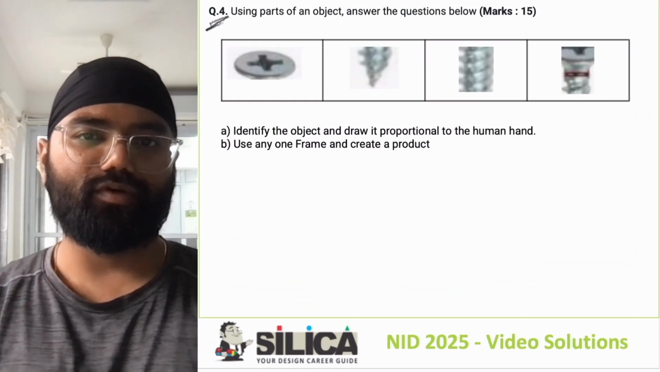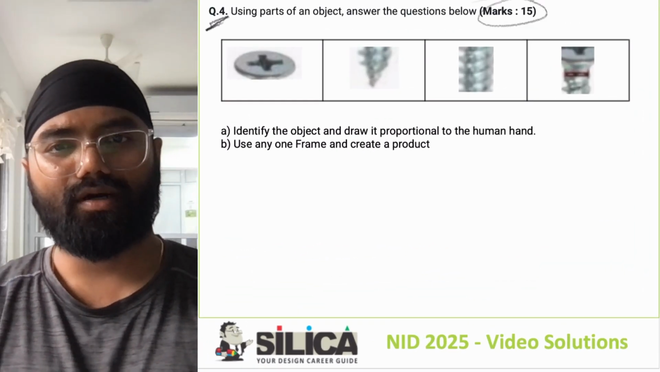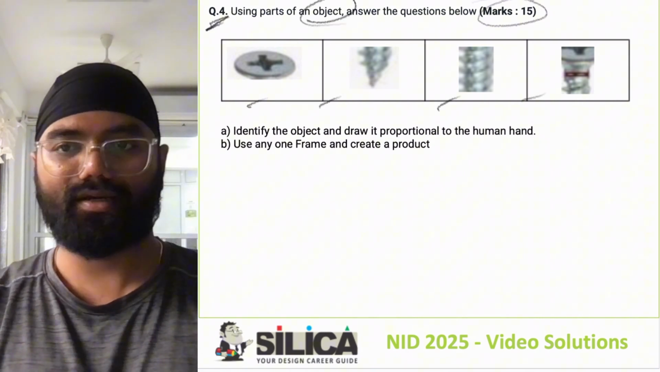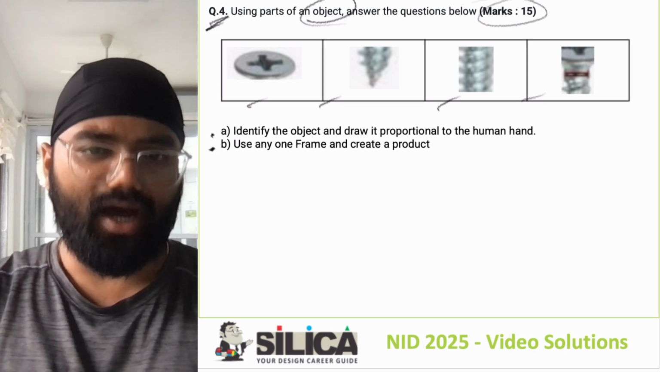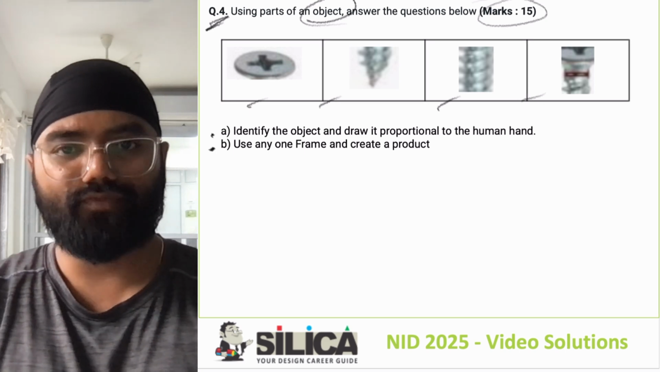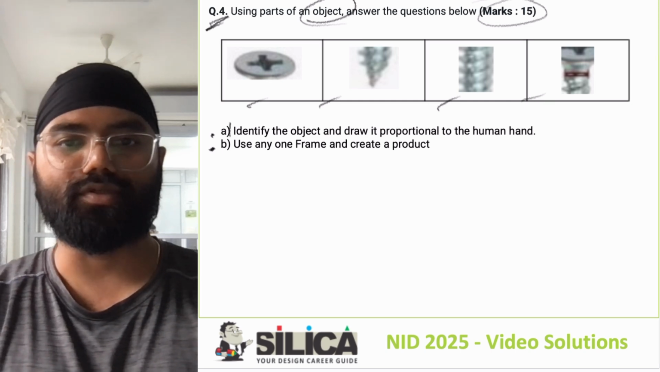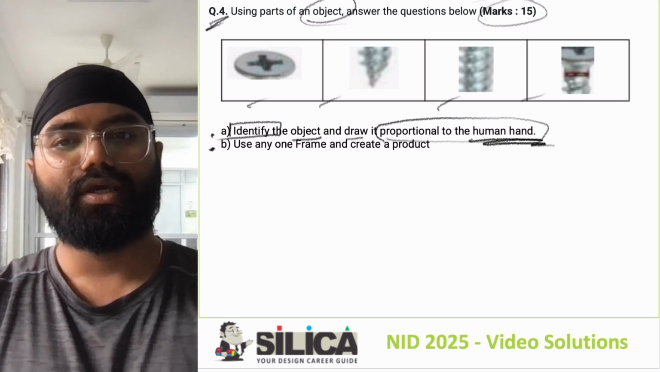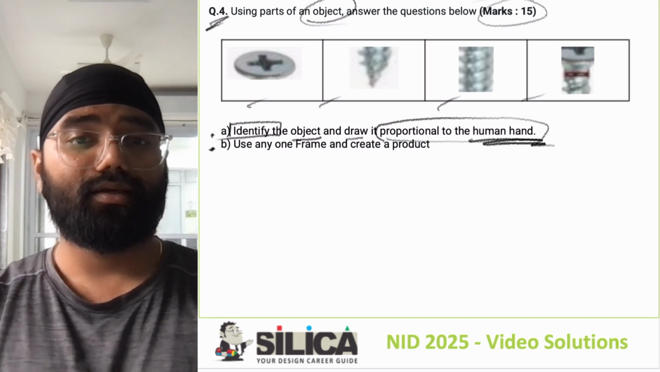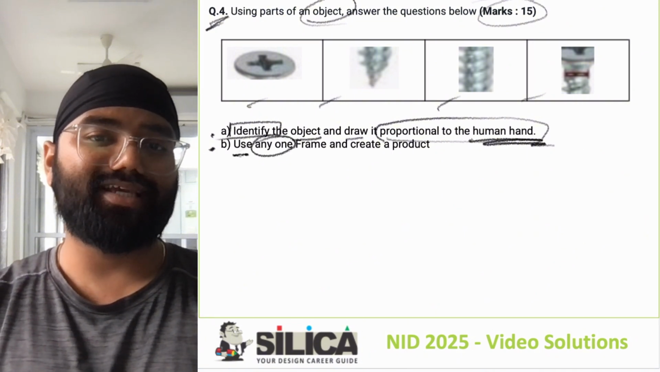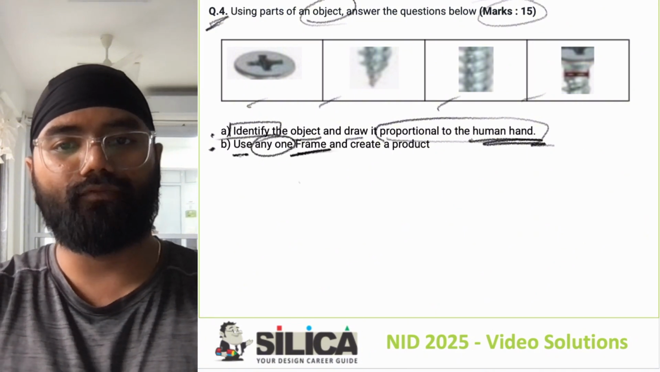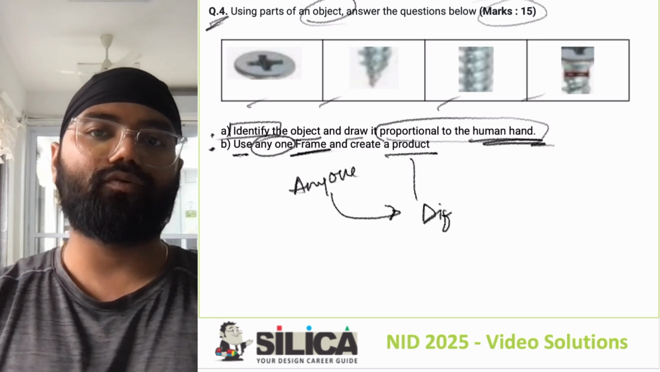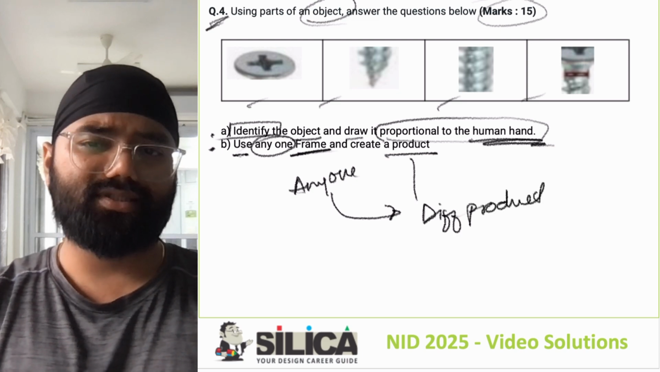Now let's move on to the fourth question, which is a very simple question. For 15 marks, they have given 4 different parts of one single object, and they have asked 2 questions on the basis of the given visuals. The first is to identify the object and draw its proportions to the human hand. The second says that you need to use any one of the visuals and create a different product from that existing cropped view of the same object.